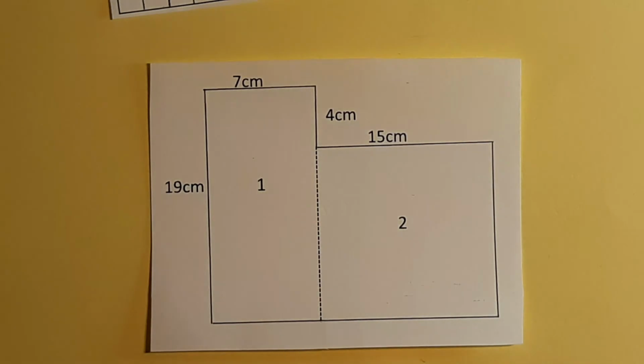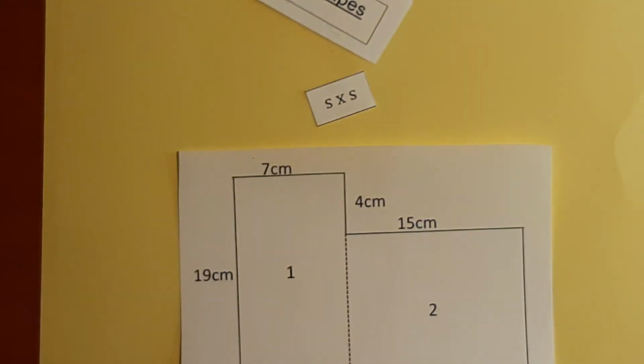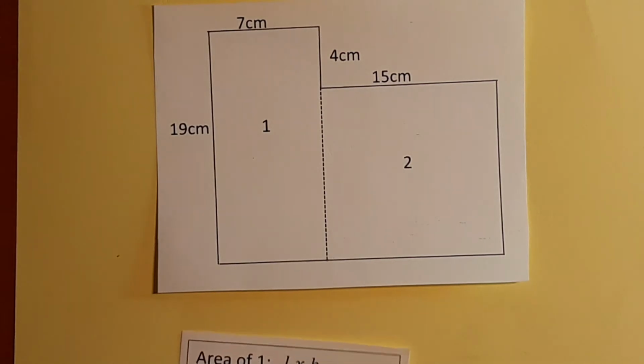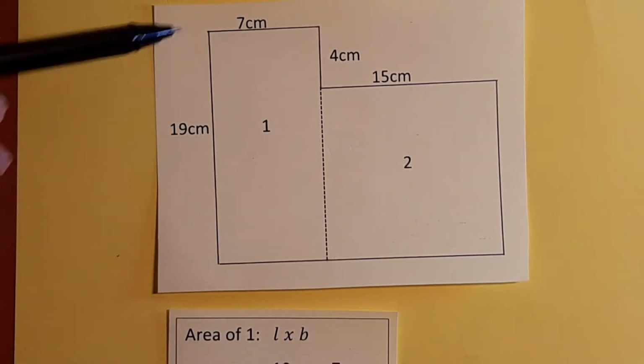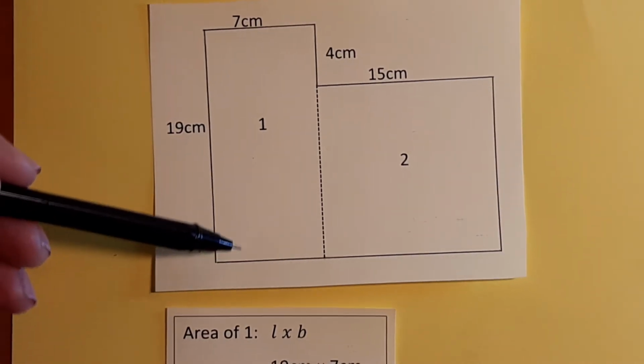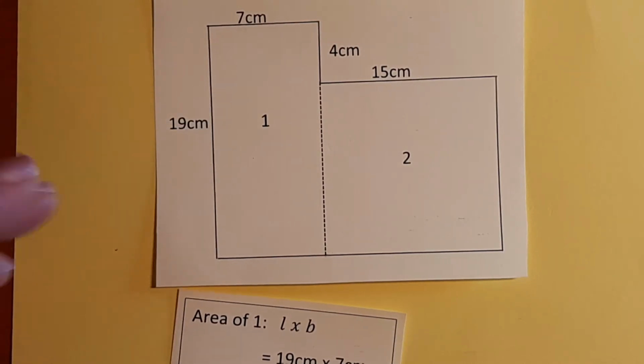So when you calculate that, you get the area of number 1. And that will be the length times the breadth, or length times width. So it is 19 centimeters times 7 centimeters.